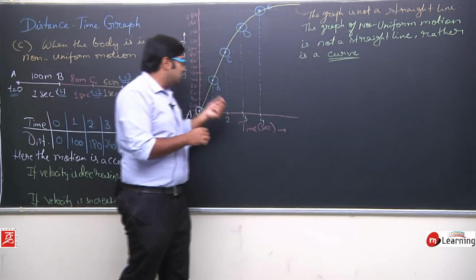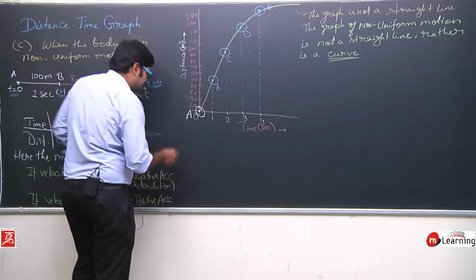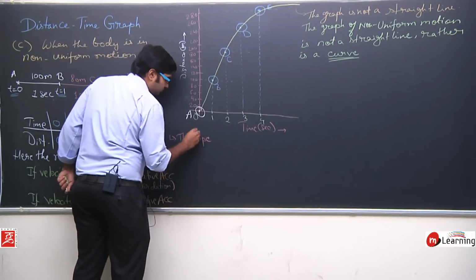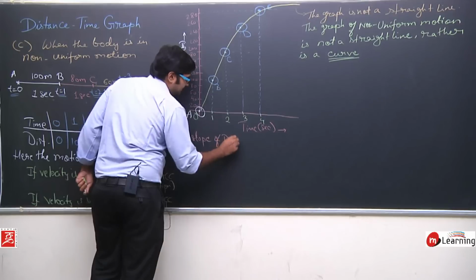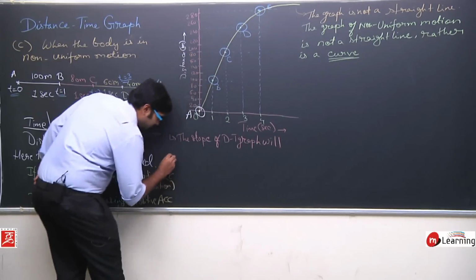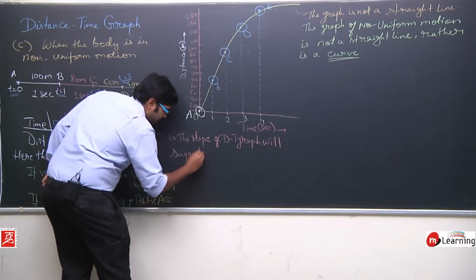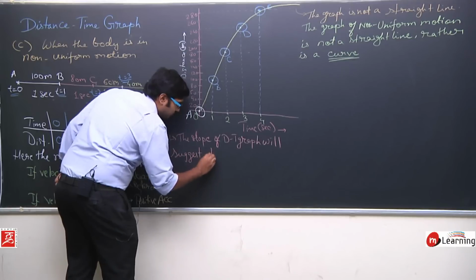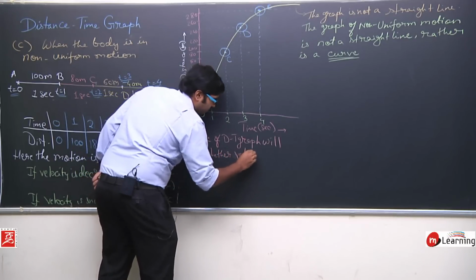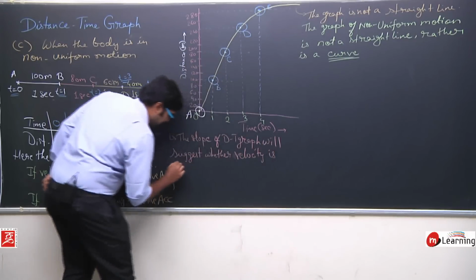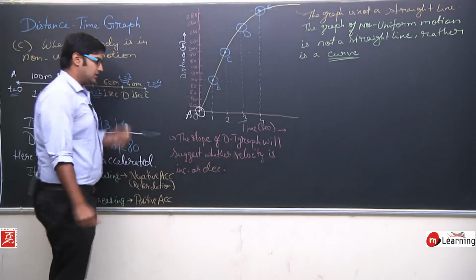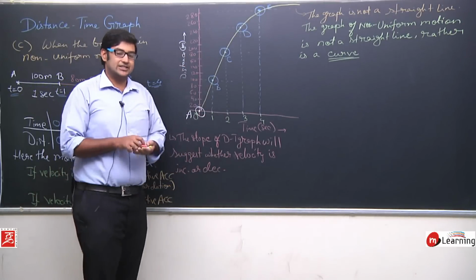So how will we determine whether the velocity is increasing or decreasing? We will write the condition. The slope of the distance time graph will suggest whether velocity is increasing or decreasing. Okay, so using the slope we will judge how the velocity is getting changed.